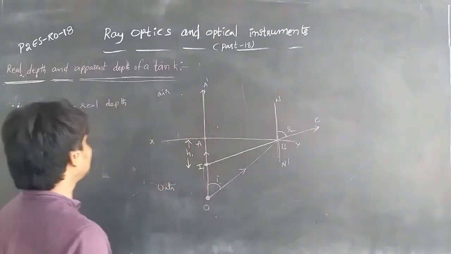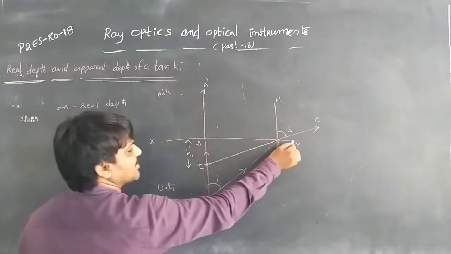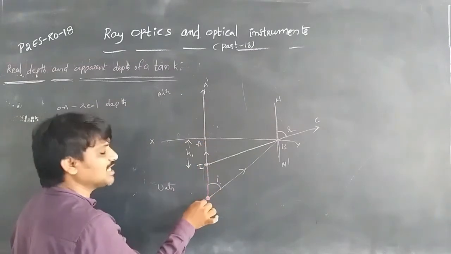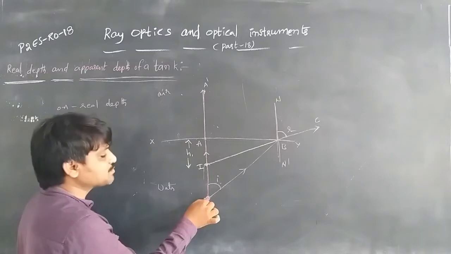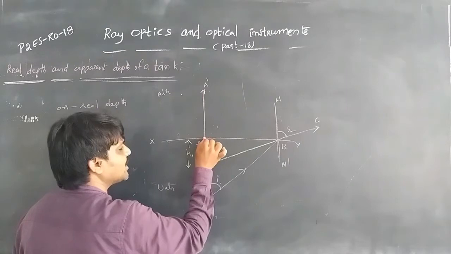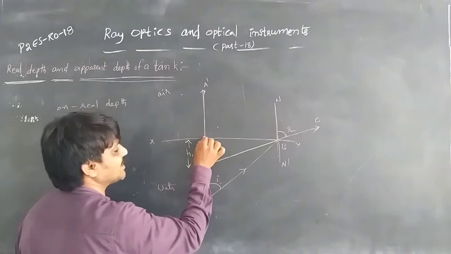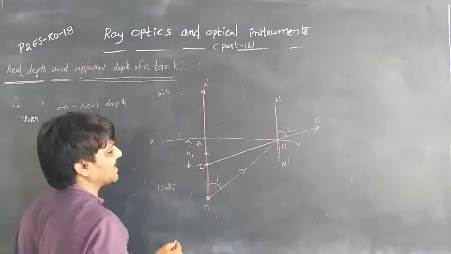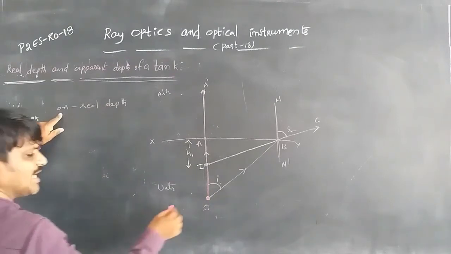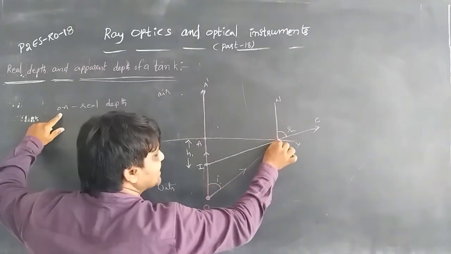Here, XY is the surface of the water, and the object is placed at point O below the water surface. A light ray from O is incident at point A on XY along the normal, so it moves along a straight line OA. Here OA is the real depth. Another ray is incident at point B, making an incident angle i.